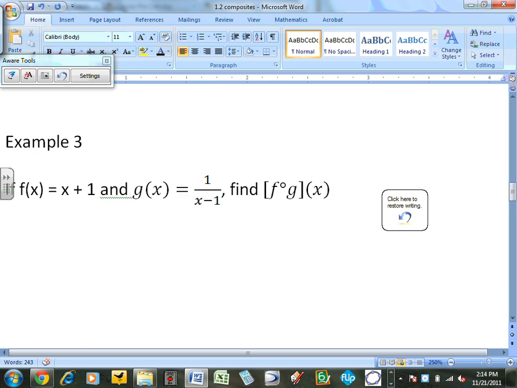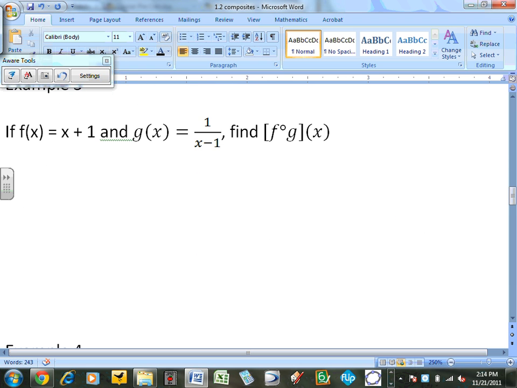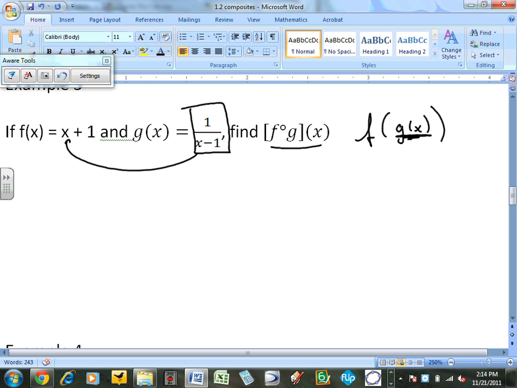All right, so example 1. If f of x equals x plus 1 and g of x equals 1 all over x minus 1, find f of g of x. I have it written this way because some people like f of g of x better, since that tells you that anywhere I see an x in f of x, I'm going to plug in g of x's function. So I see an x here, so it's going to be 1 all over x minus 1, plus 1.